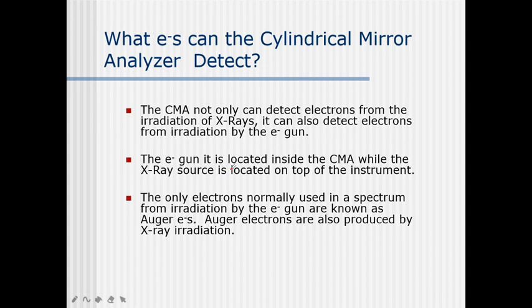The electron gun is located inside the cylindrical mirror analyzer, while the X-ray source is located on the top of the instrument. The electron gun is located in the CMA itself. The only electrons normally used in the spectrum from irradiation by the E-gun are known as Auger electrons. Auger electrons are also produced by X-ray irradiation.